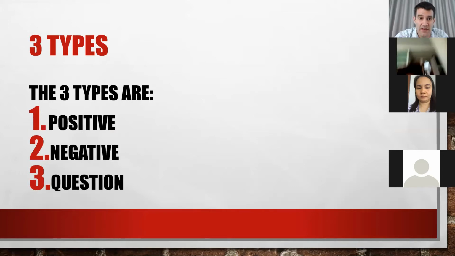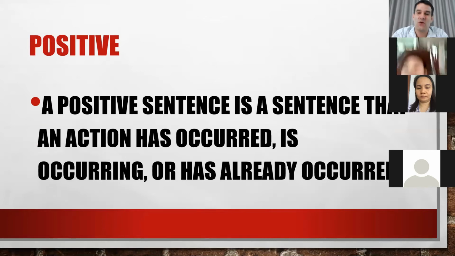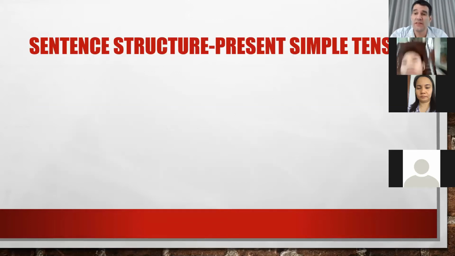So every tense will have a positive sentence structure, a negative sentence structure, and a question sentence structure. So maybe you don't know exactly what I mean. I will try to explain it. So a positive sentence is a sentence that something has happened, an action has happened or is going to happen. So this is the easiest type of sentence. Positive sentence, and present simple tense is the easiest tense.